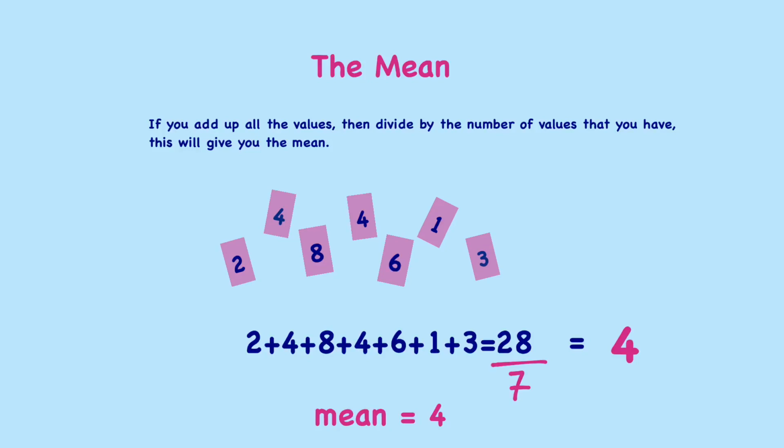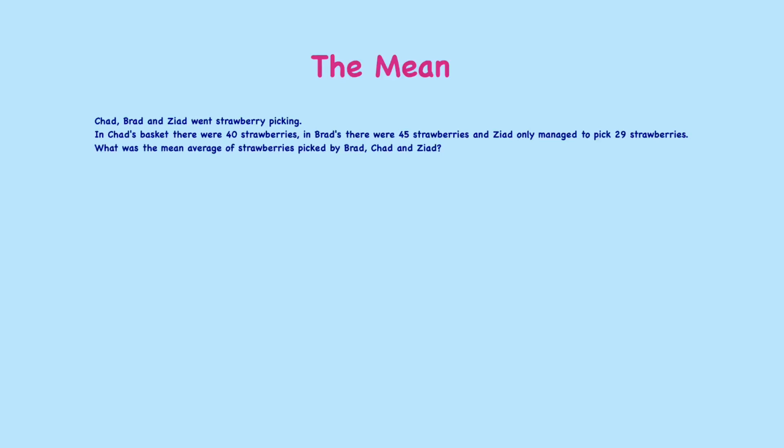Let's have a look at another example. So Chad, Brad and Ziad went strawberry picking. Chad had 40 strawberries, Brad had 45 strawberries and Ziad had 29 strawberries. What we have to do is work out the mean of the strawberries picked by Brad, Chad and Ziad. So first thing we'll do is we'll add the 40, 45 and the 29 together. And that will give us 114.